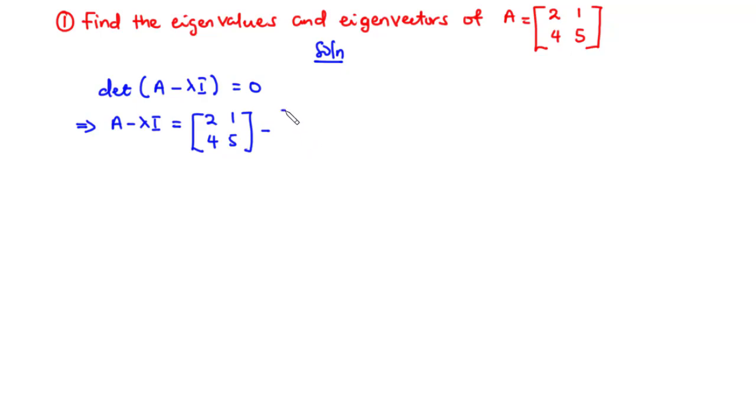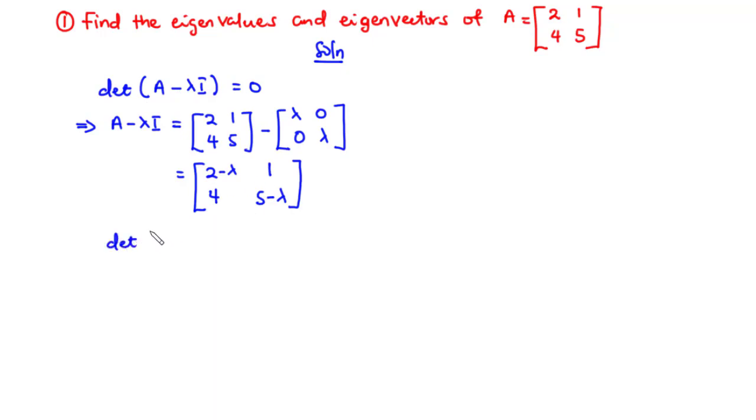So that's going to be lambda 0, 0, lambda. And let's try to evaluate this. So we have 2 minus lambda, 1, 4, 5 minus lambda, and that is the matrix A minus lambda I. Now let's try to find the determinant of this matrix.